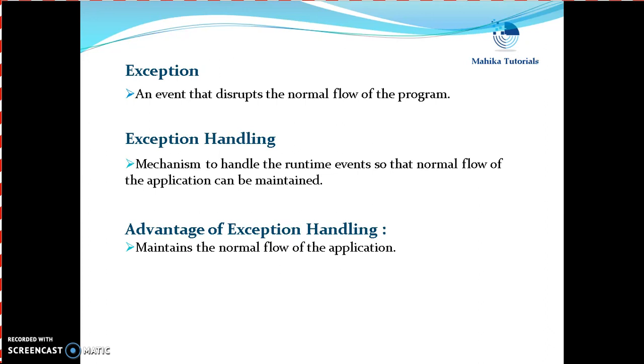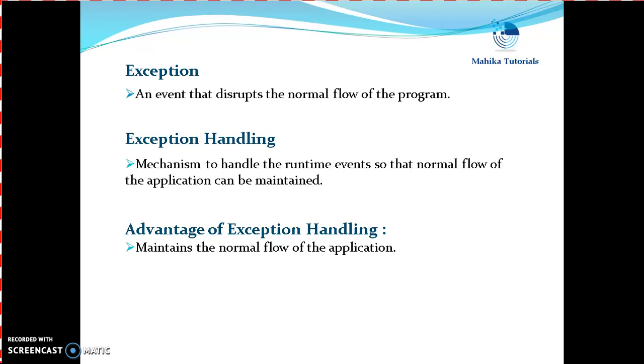That is, when an exception occurs in our code, we do not get our expected output due to the abnormal termination of our program. So we can say exception handling is the mechanism to handle runtime events so that the normal flow of application can be maintained. That is, when we go for exception handling, even if an exception occurs in our code, the normal flow of application will be maintained and our program will not get terminated abnormally. So we can say that the advantage of exception handling is that it maintains the normal flow of the application.